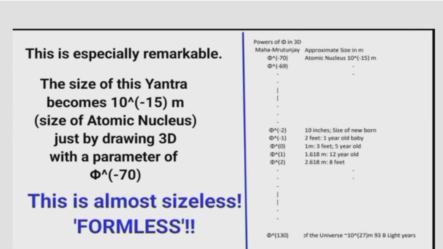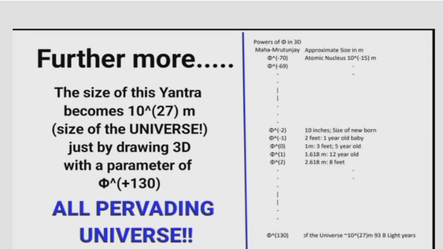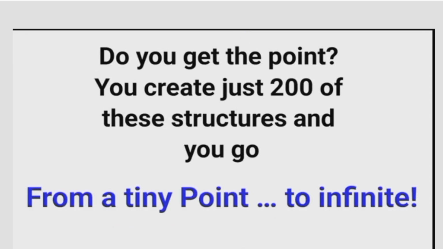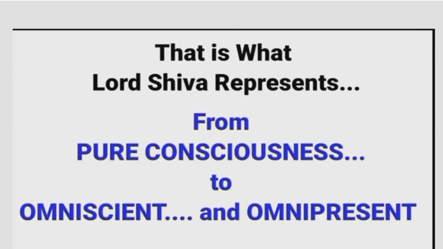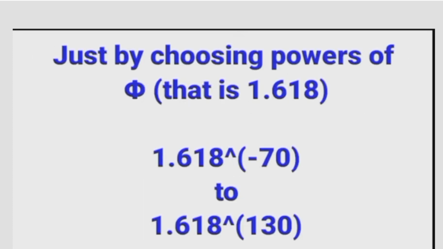Just 200 of these structures of higher and higher orders occupy the entire known size of the universe from the smallest to the largest. I feel it is crucial information to acknowledge the importance of number phi 1.618 as well as the importance of Mahamrityunjay Yantra or Shiva Yantra. I am aware that maths is not at all a fascinating subject to most people. So I just want you to remember the importance of Shiva Yantra and its relation with 1.618.